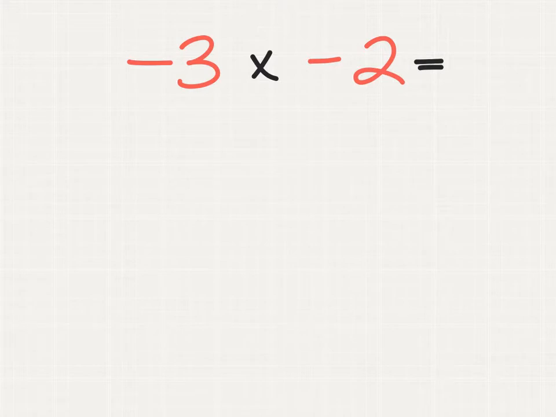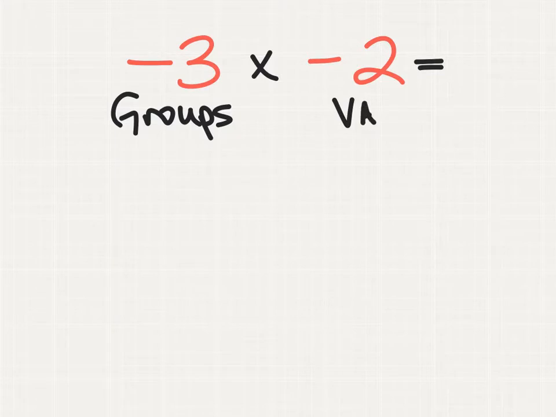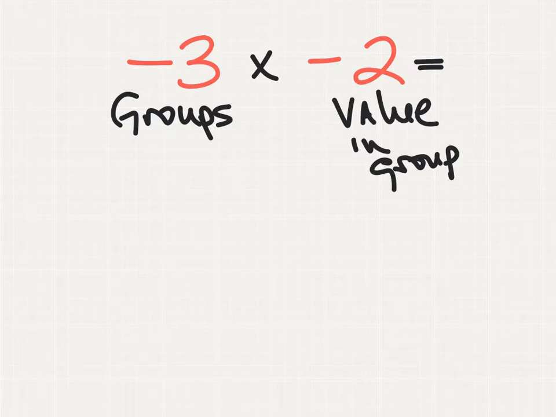What might I find when both integers are negative? So what happens if I have -3 times -2? Well, remember, the first integer tells you how many groups. The second integer tells you what's in each group, right? The value in the group. So now I have -3 groups with -2 in each group.